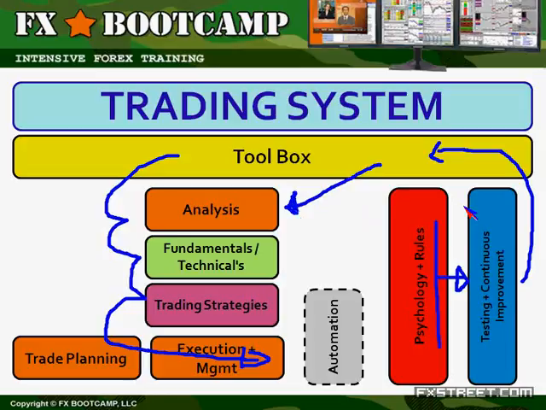I've been working with my class, and I'm going through the testing and continuous improvement of it with my class right now. I'll take pullbacks after confirmation. I don't just take breaks of support and resistance. I'm not saying it doesn't work, I just haven't really tested it enough.